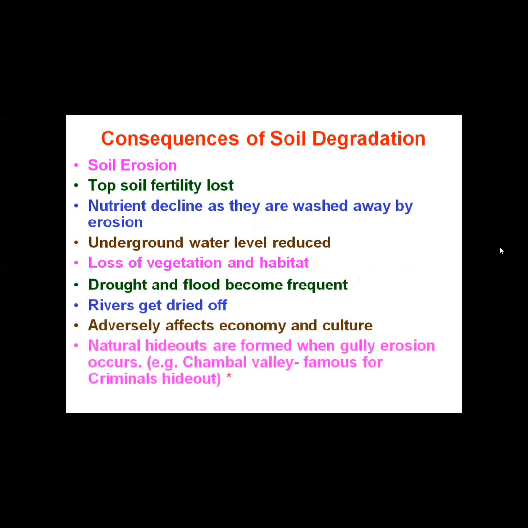Natural hideouts are formed when gully erosion occurs. For example, the Chambal Valley, which is famous for criminals' hideouts. These natural hideouts are formed as and when gully erosion occurs. These are the consequences of soil degradation.